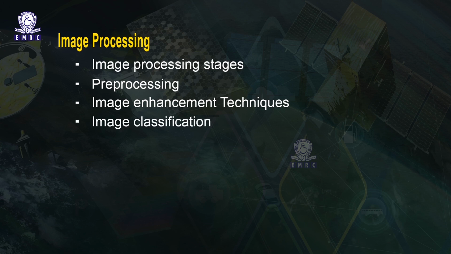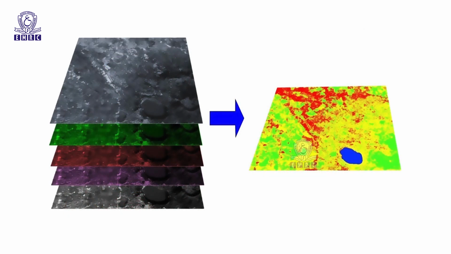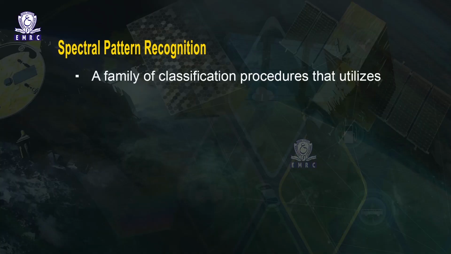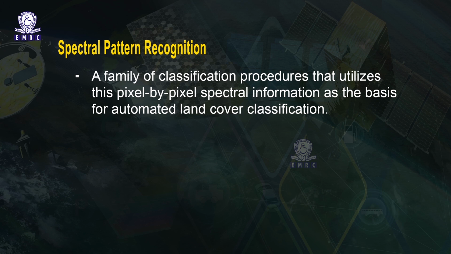Image classification. Image classification is a procedure to automatically categorize all pixels in an image of a terrain into land cover classes. Normally, multispectral data are used to perform the classification of the spectral pattern present within the data. Each pixel is used as a numerical basis for categorization. This concept is dealt with under a broad subject, namely pattern recognition. Spectral pattern recognition refers to a family of classification procedures that utilize this pixel by pixel spectral information as the basis for automated land cover classification.